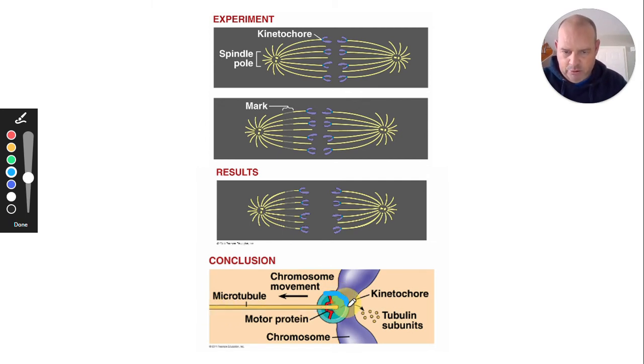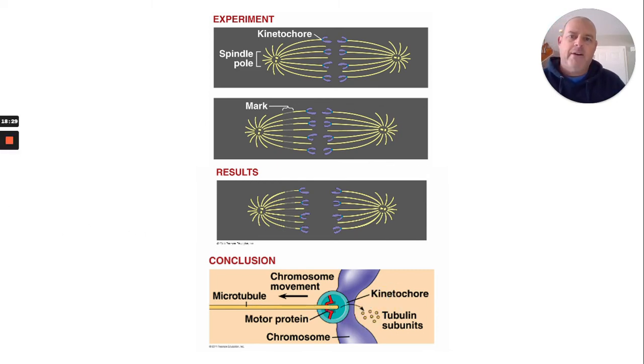And here's the kinetochore protein right here, and this is your chromosome. The big purple section is your chromosome, and you have what's called a motor protein, which is the red part right here that's helping walk this guy back down this way, and then the tubulin subunits are coming off of it. Okay, so that's just kind of how they figured out that the microtubules actually shorten versus stretch.